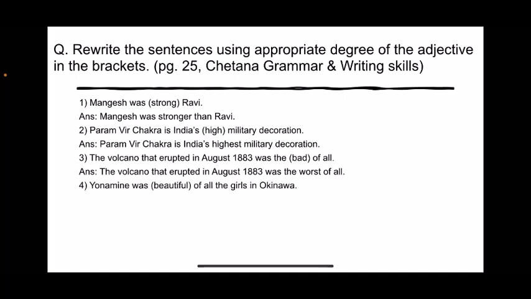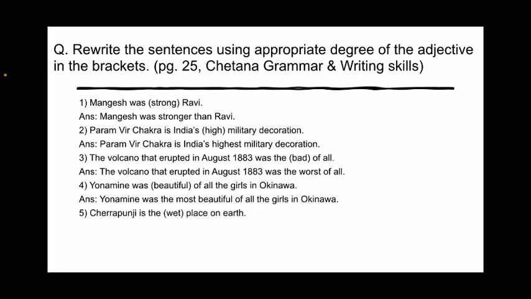Yonamine was beautiful of all the girls in Okinawa. So how will we change this word beautiful if we have to compare Yonamine to all the other girls in this particular place? Yonamine was the most beautiful of all the girls in Okinawa. So we have added the word most. Cherrapunji is the wet place on earth. So the adjective wet will be changed to wettest. Cherrapunji is the wettest place on earth.